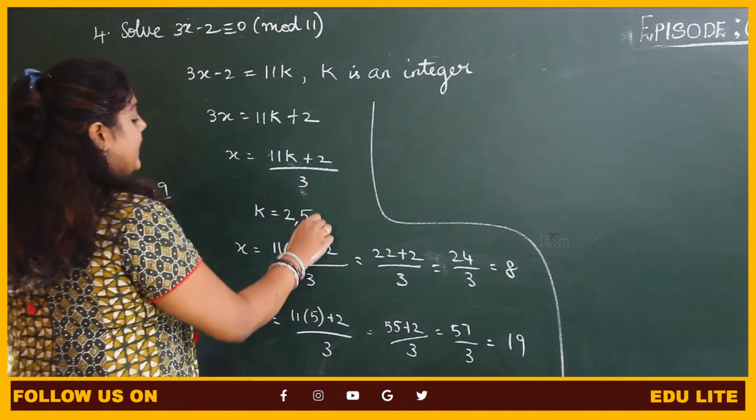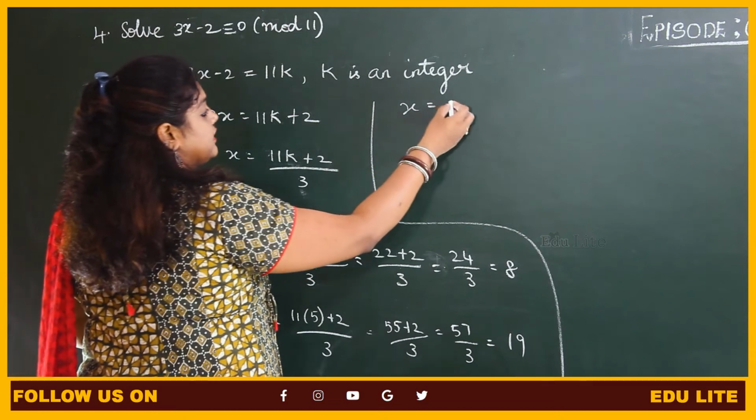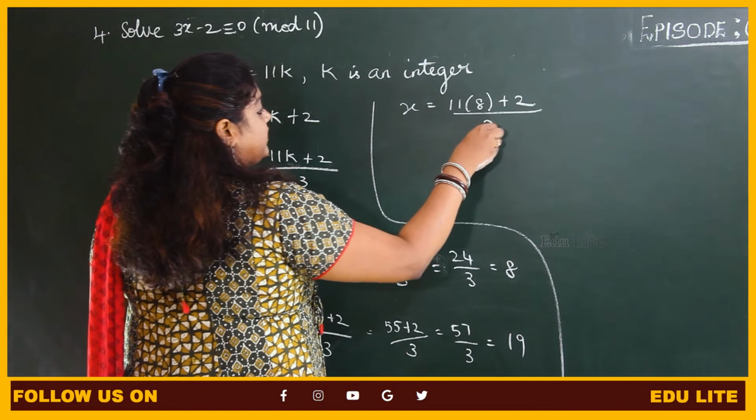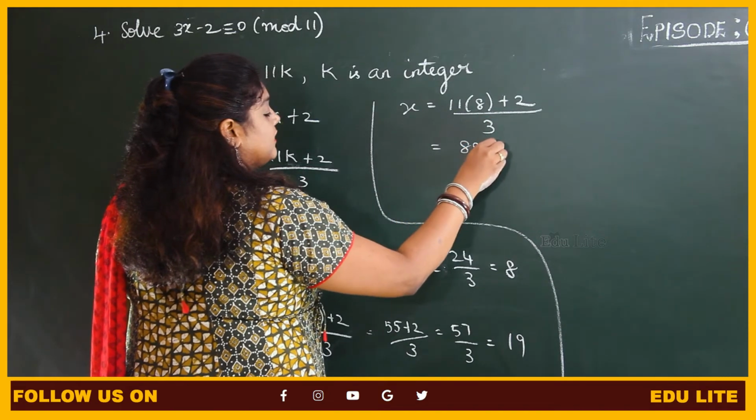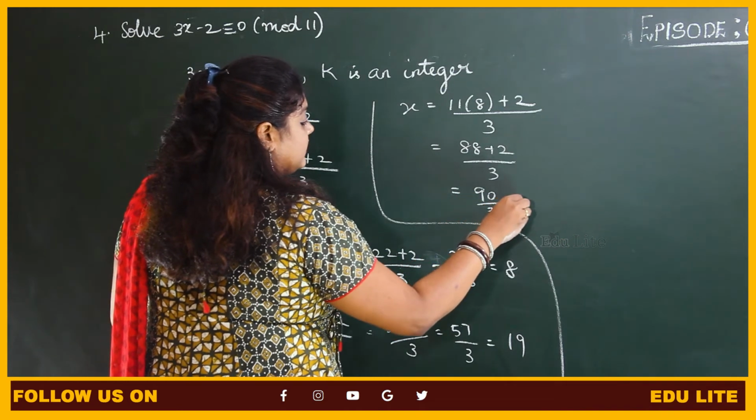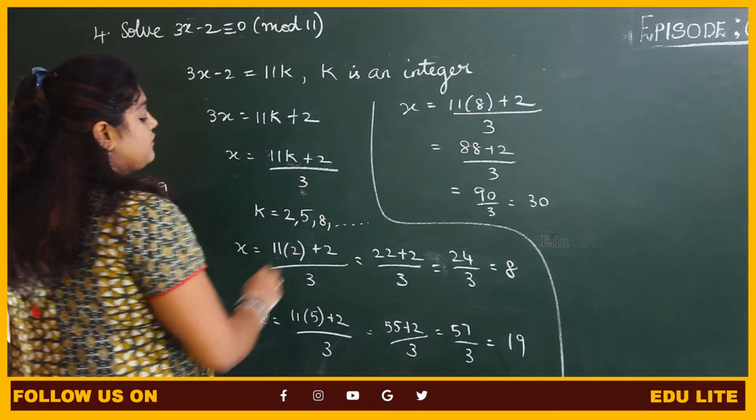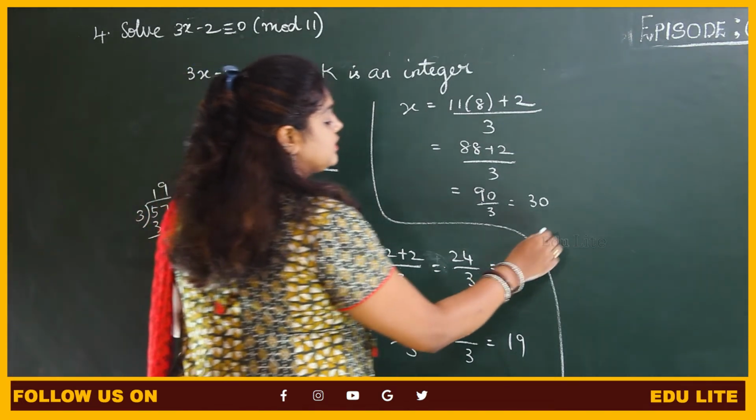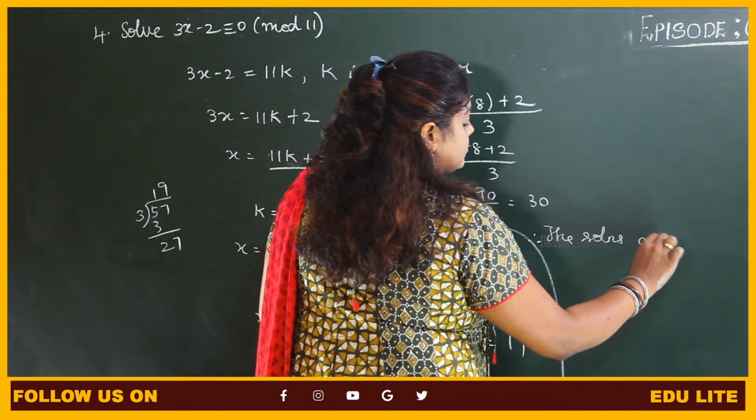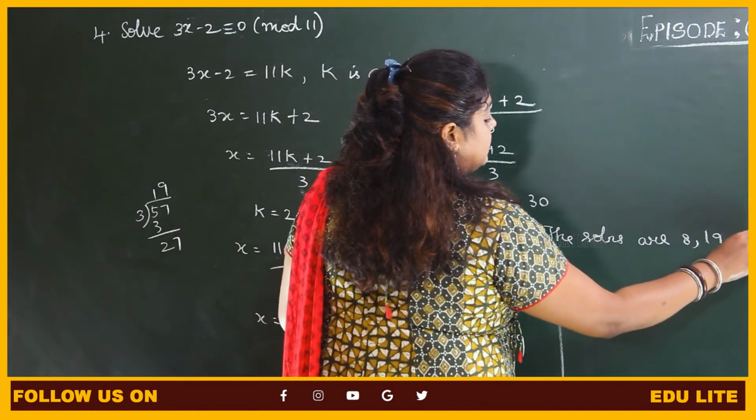Let us choose 8. So x is equal to, substituting the value of k as 8, 11 into 8 plus 2 divided by 3. 11 into 8, 88 plus 2 by 3, 90 by 3. Obviously, 90 is divisible by 3, which gives us 30. So, choosing the values of k gives the solutions. The solutions are 8, 19, 30, and it goes on.